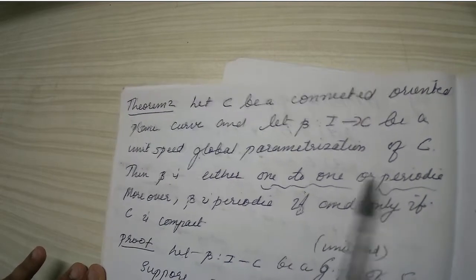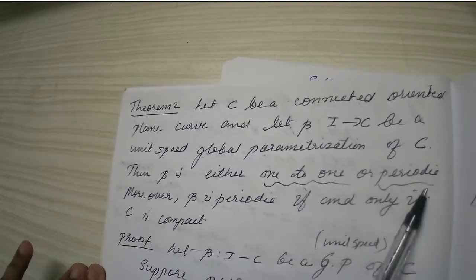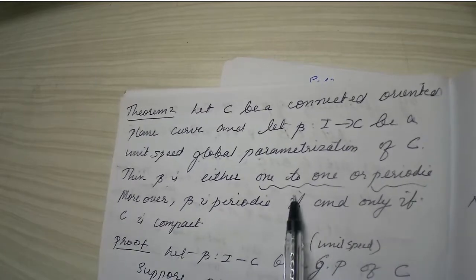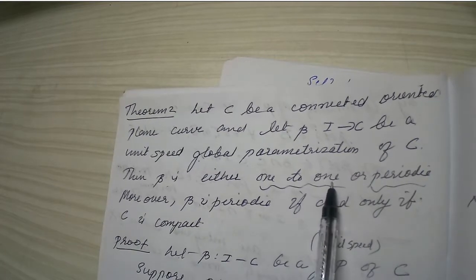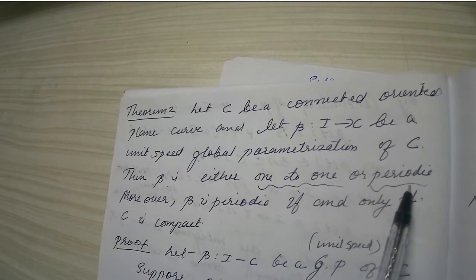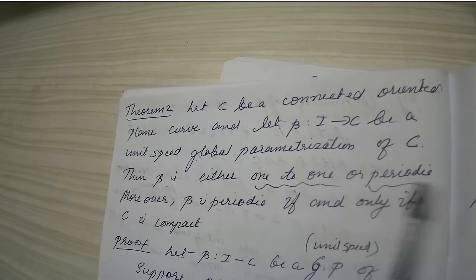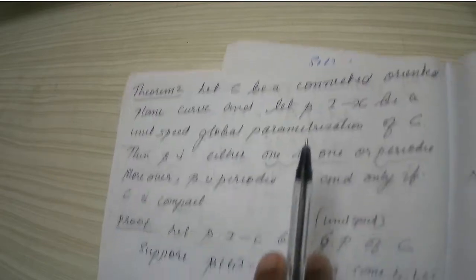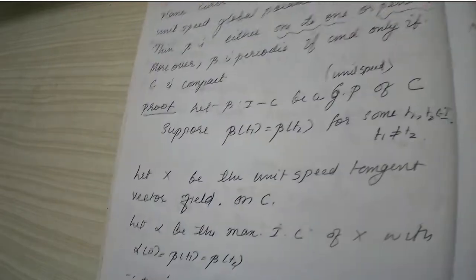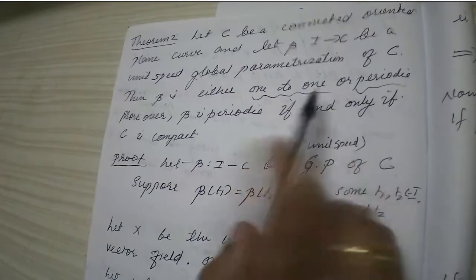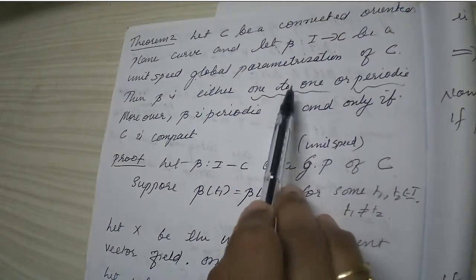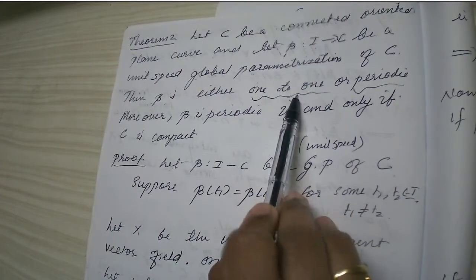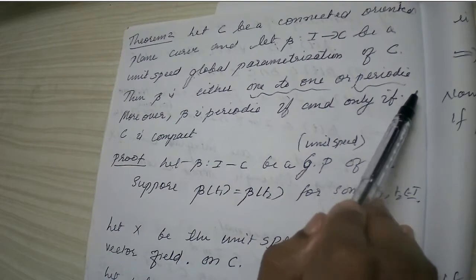The first one we will prove is one-one or periodic. So the method is, we will suppose that β is not one-one, then we will prove that it is periodic. Then by the contrapositive statement you can say that if it is not periodic, then it will be one-one. This is the form of the proof. So in the first part we are going to prove that if β is not one-one, then it is periodic.